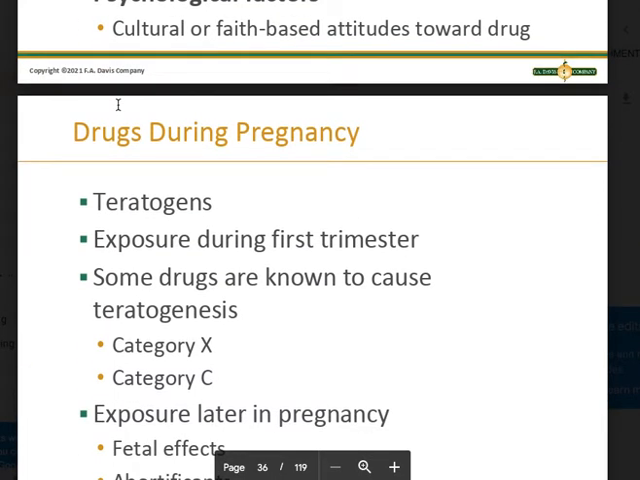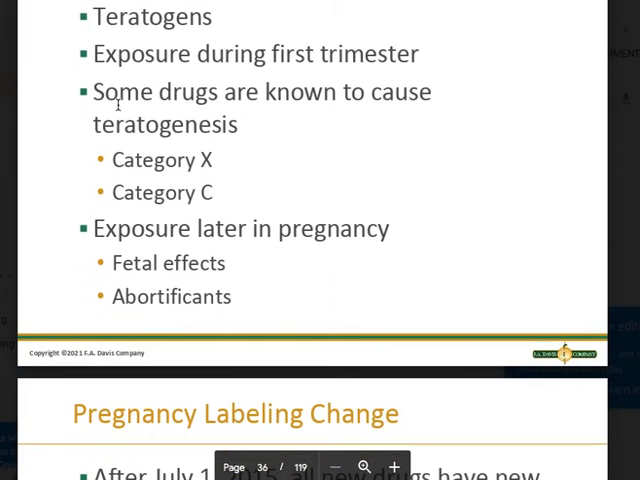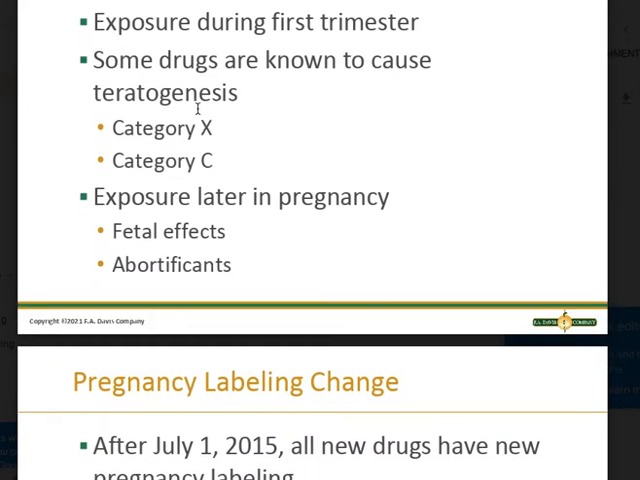Things during pregnancy, you have teratogens, which are known to cause birth defects and or miscarriages. You'll have some medications that still have this category labeling. Category X means absolutely contraindicated in patients. So ACE inhibitors, ARBs, Coumadin, those are category X. Methotrexate, I believe. There's lots of others that are absolute contraindications. You do not give it to a patient because of the risk to the infant.